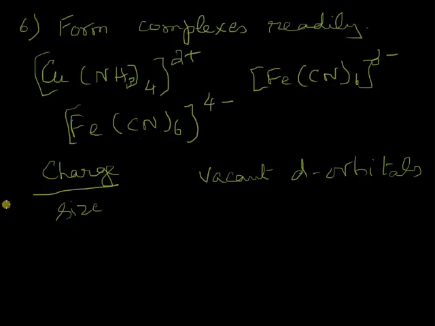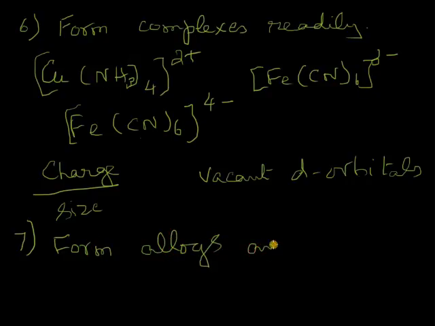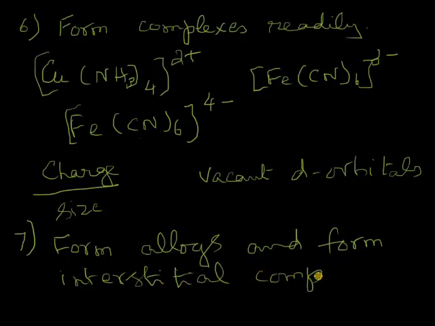The last one in the list is that transition metals form alloys readily and also form interstitial compounds. Now, alloys are solid solutions, you know. Transition metals are of nearly the same size, so one metal ion can easily replace the other in the metal lattice. That is the reason why they can mix in all proportions and form alloys.